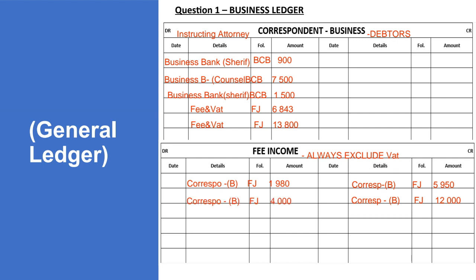This is what excludes VAT. The same thing that we did here, obviously, we need to go and charge and record in our business statement, but we need to include VAT. So if you take 1980, you include VAT. So you say 1980 times 1.15, I get 2,277. So now I'm going to come here and I'm going to write fee and VAT.